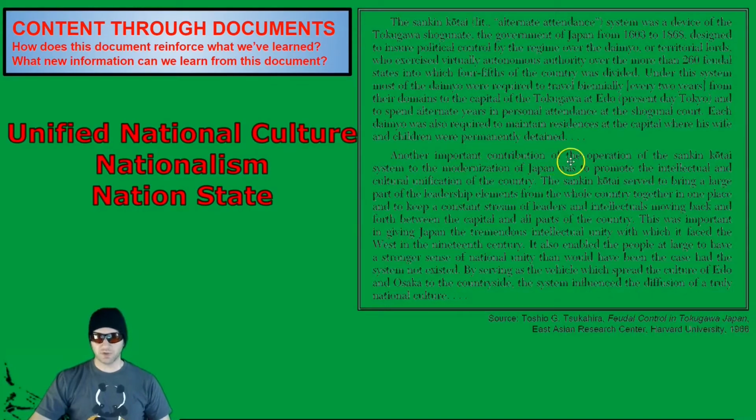Another important contribution of the operation of the alternate attendance system was to the modernization of Japan, was to promote the intellectual and cultural unification of the country. Okay, so there's a new claim, that the system is going to unify Japan intellectually and culturally. Because of this system, the author is claiming that Japan will become more united in thought. And we know this is true. The Tokugawa shogunate really united all of Japan under a very dominant Japanese culture. It was very, very together, intellectually and culturally.